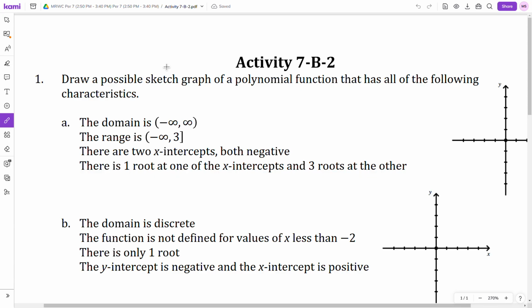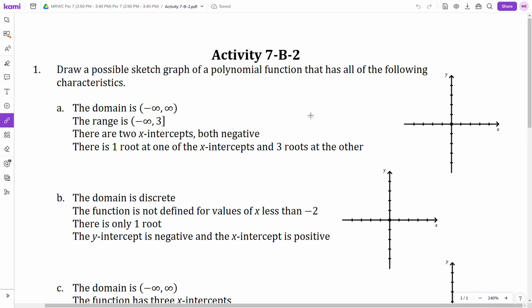It says, draw a possible sketch graph of a polynomial function that has all of the following characteristics. Well, what is it? The domain is all real numbers. I can handle that. The range is from negative infinity to positive 3. Let's mark that real quick. So 3 is like right here. I'll put a little 3 here. That's how high we're going to go.